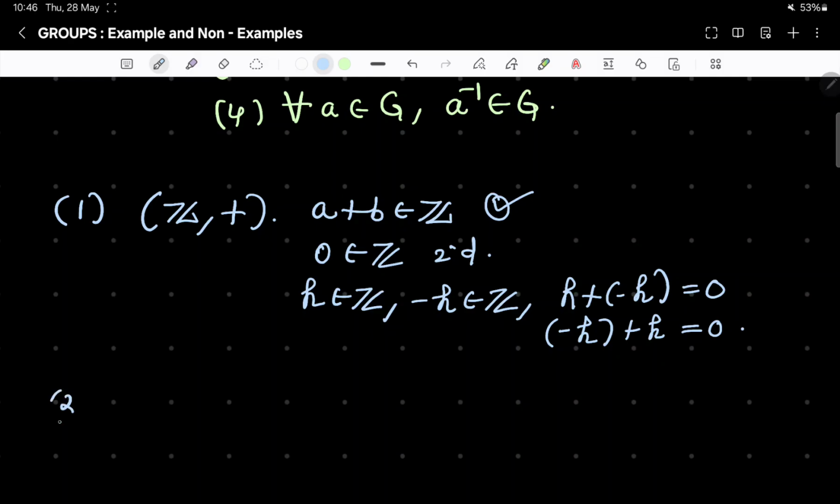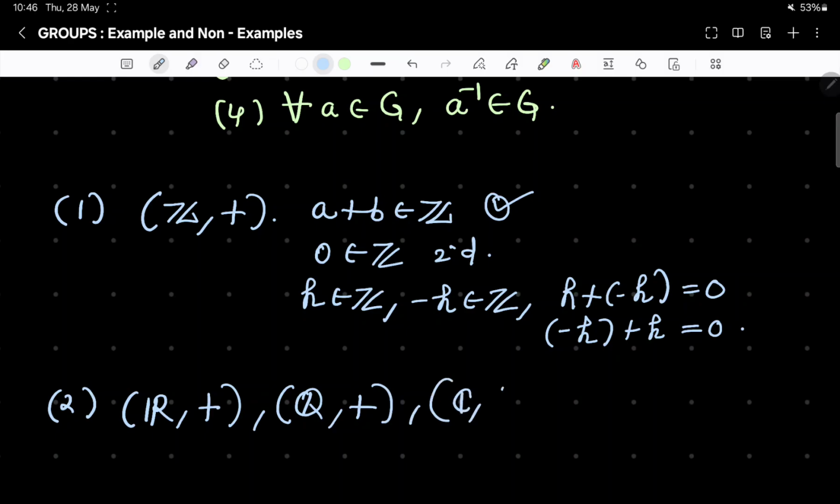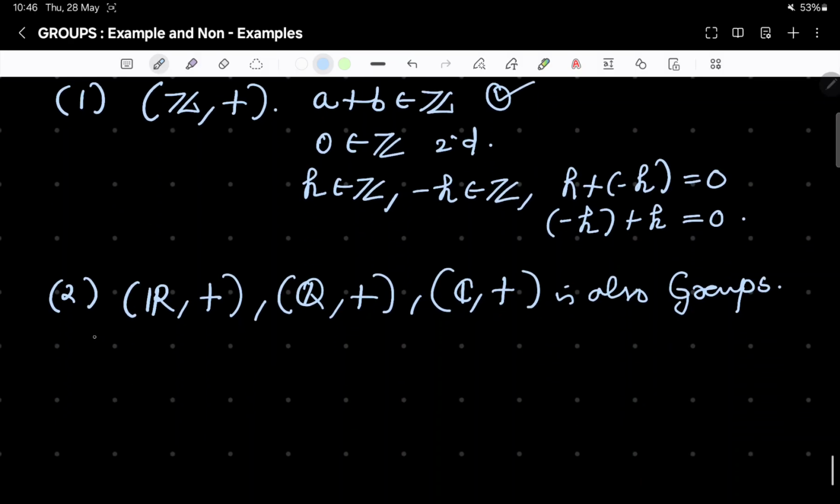Second thing, similarly you can see that R under addition, that is real numbers under addition, rational numbers under addition, finally complex numbers under addition are also groups. Now we look at what happens if you use multiplication, usual multiplication in real numbers with some sets.